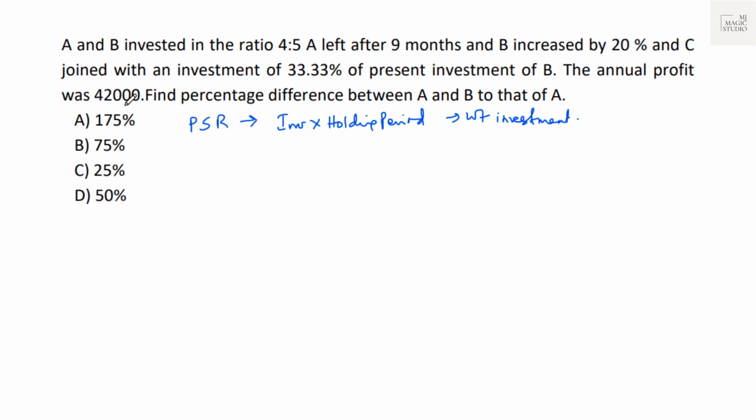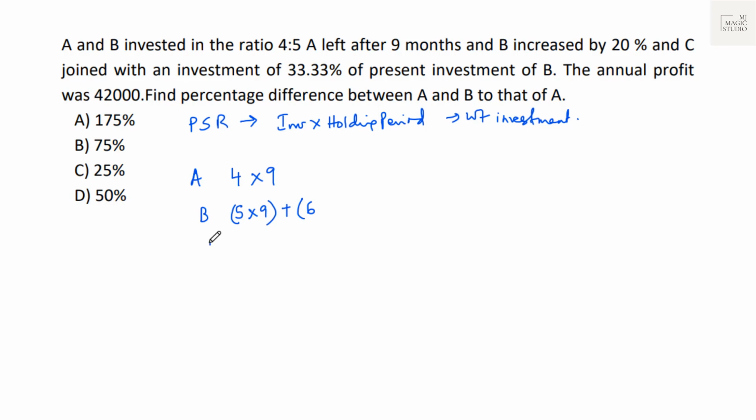Let's see how it starts. A and B invested in the ratio 4:5. So suppose A started with 4 rupees and B started with 5. A left after 9 months. That means the holding period for A's capital is only 9 months. So his weighted capital is 4 into 9. And B increased his capital by 20%. That means it was 5 into 9. Now his capital is increased by 20%. 20% of 5 is 1. So now his capital has become 6.